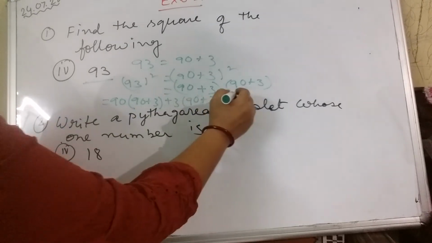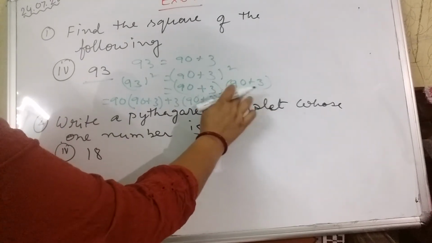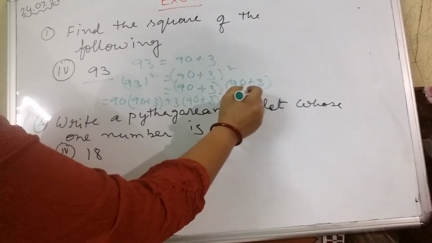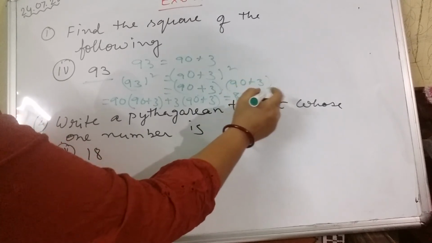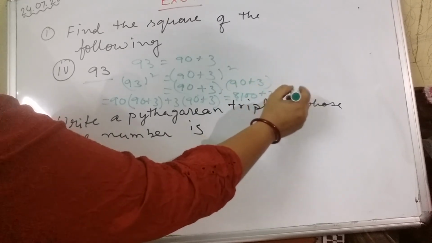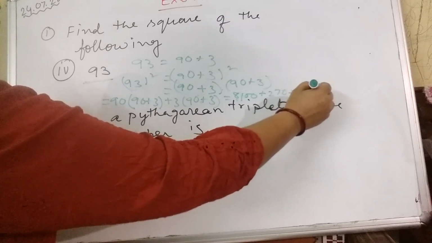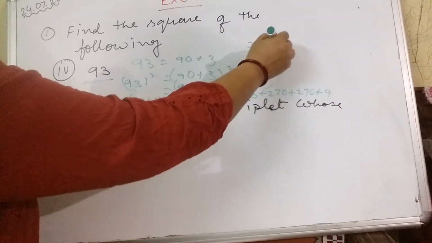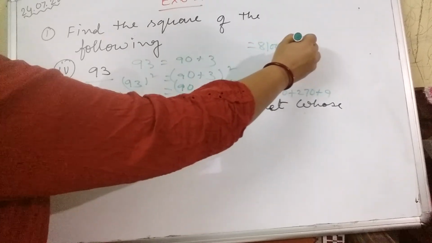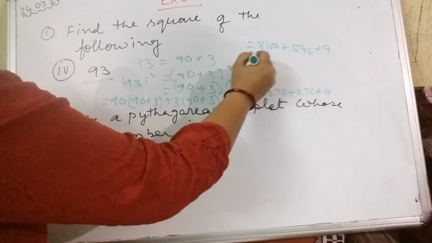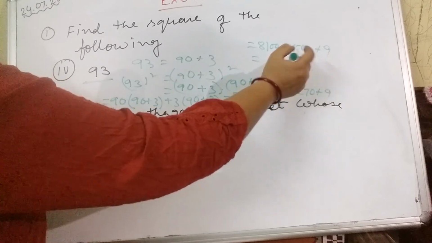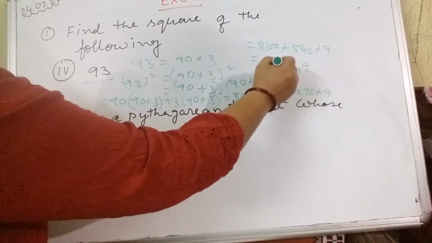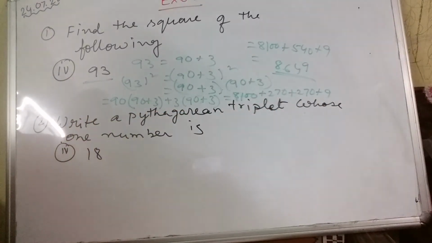So it will be 90 into 90 plus 3 into 90 plus 3 into 90 plus 3 into 3. So 90 into 90 is 8100, then 270 plus 270 plus 9. So it will be 8100 plus 540 plus 9. So it will be 8649, which is the square of 93.